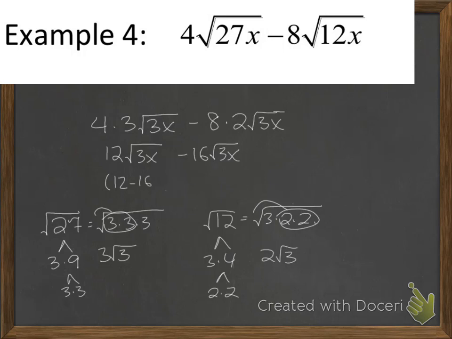So we have 12 minus 16 times the square root of 3x. Well, 12 minus 16 is negative 4. So our final answer is negative 4 times the square root of 3x.